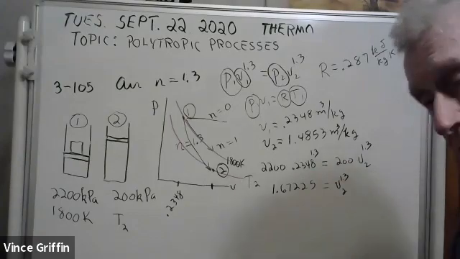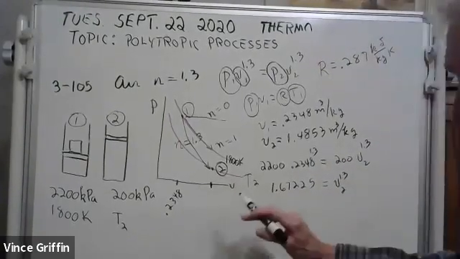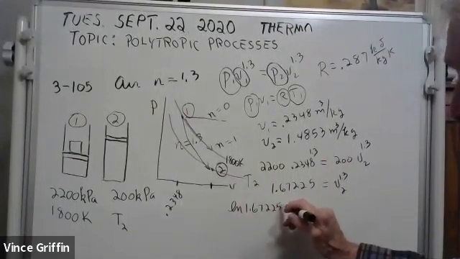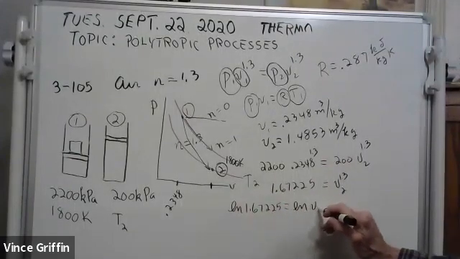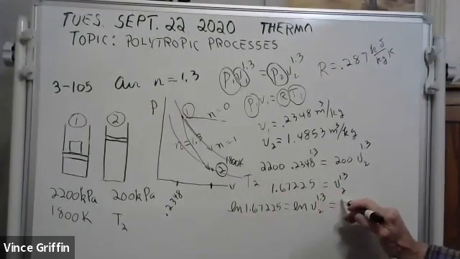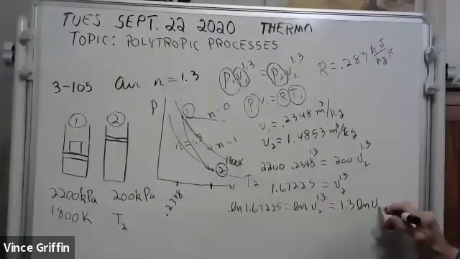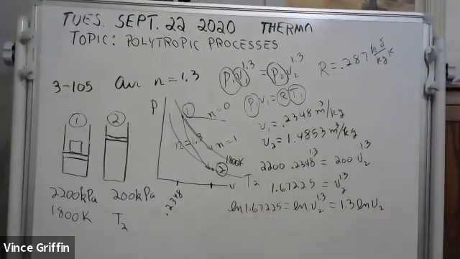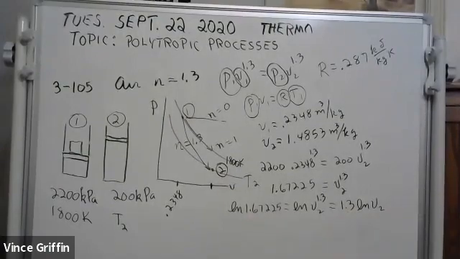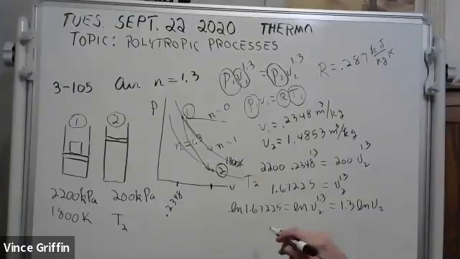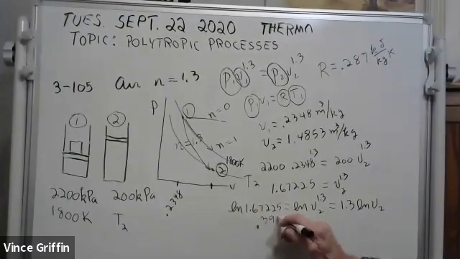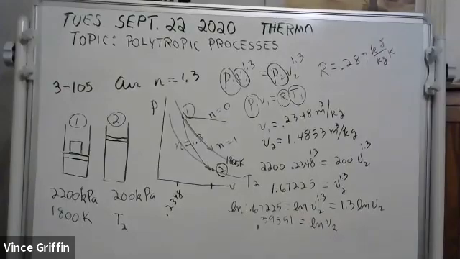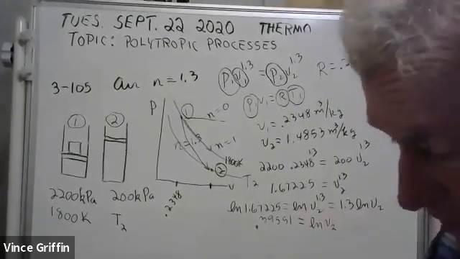Then there's several ways to go from here. It's just math, and I know you've studied this. One way is to go the natural log of 1.67225 equals the natural log of V2 to the 1.3. But see, that's equal to 1.3 times the natural log of V2. So I'm going to take the natural log of this, and then divide by 1.3. And here's what I've got in my calculator right now: 0.39551 equals the natural log of V2.